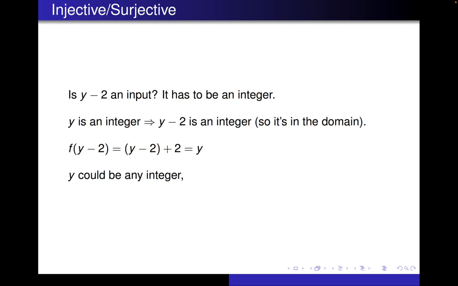So y is an output, and remember, y could have been any integer. So this is going to work for every single integer, which means that every integer is a catcher. So that means every y is an output, which means that f is surjective.